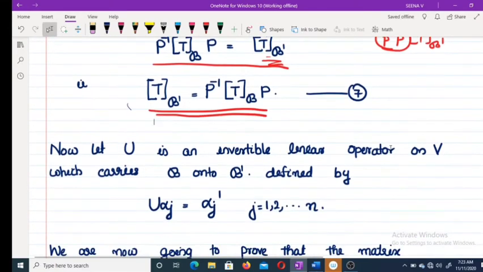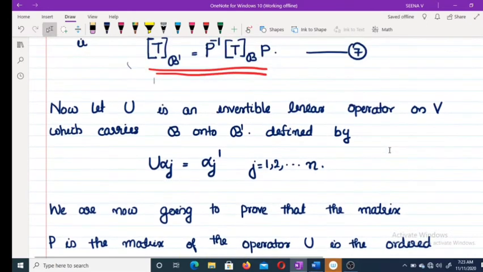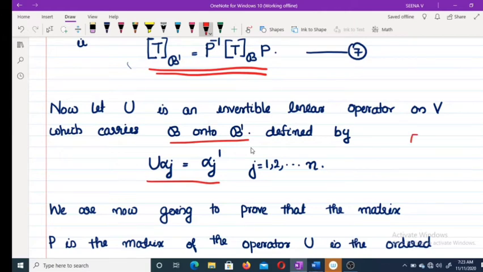Now the second part is, let U be an invertible operator on V. We are assuming that U is an invertible operator on V which carries B onto B dash, defined by U alpha j equal to alpha j dash. And we have to prove that P is the same as the matrix of U related to B.